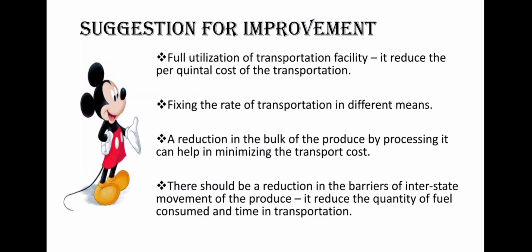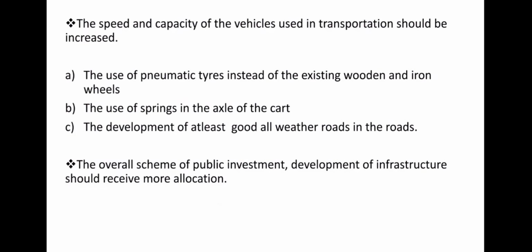There should be a reduction in barriers to interstate movement of the produce, which should reduce the quantity of fuel consumed and time in transportation. The speed and capacity of the vehicle used in transportation should be increased. This can be done by research in respective areas.